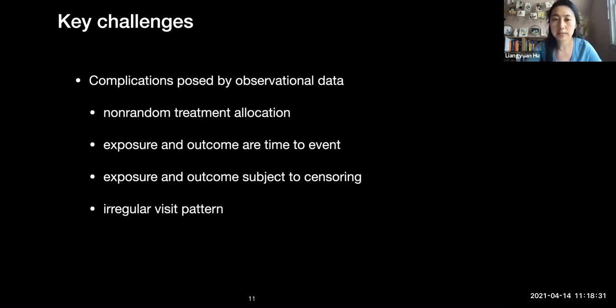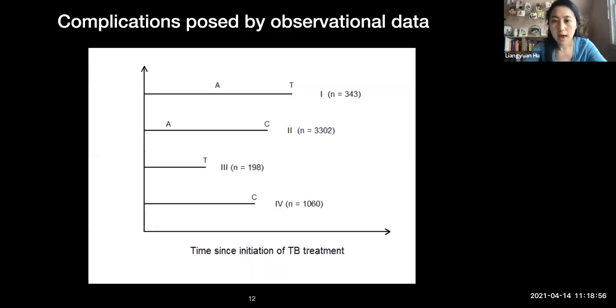So people could leave the study, and that would lead to incomplete information on exposure or outcome or both. And the follow-up visits are also pretty irregular. So they come and go at irregular times. So the follow-up visits are not nicely aligned. So these are complications. And then these are four censoring patterns we observe in the data.